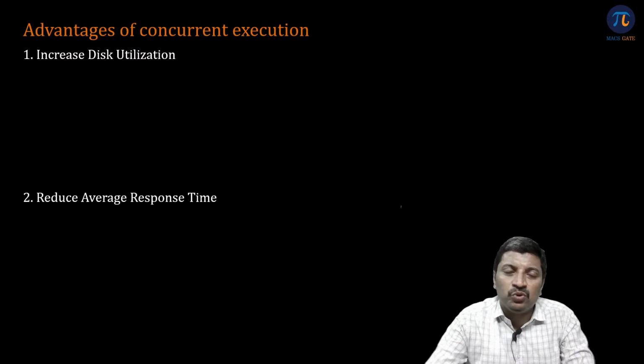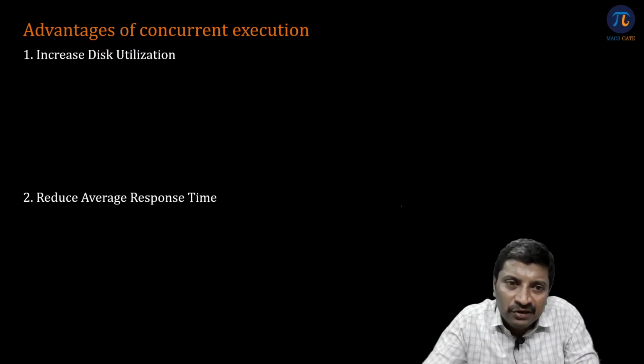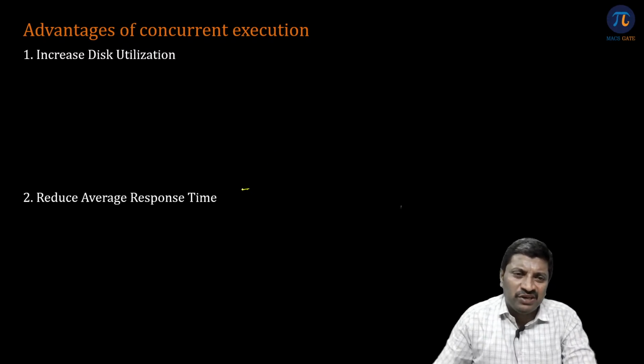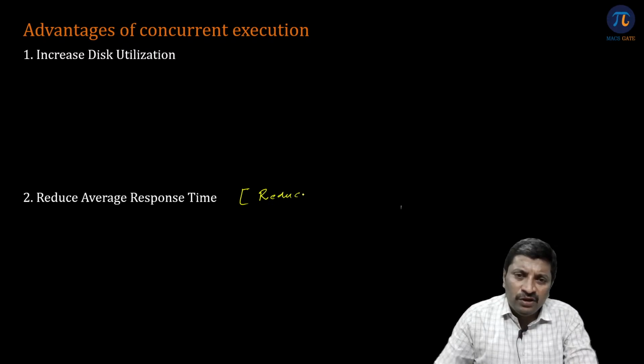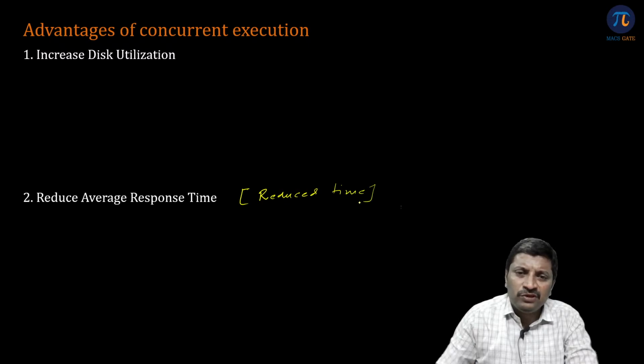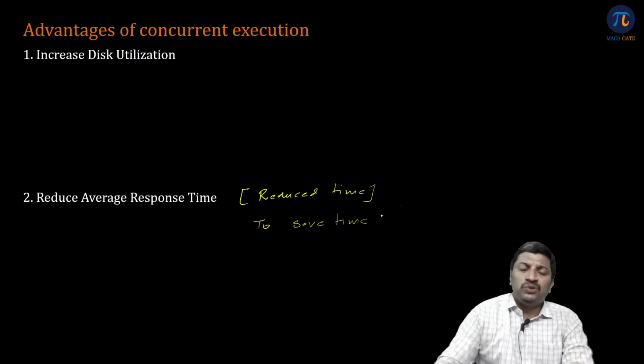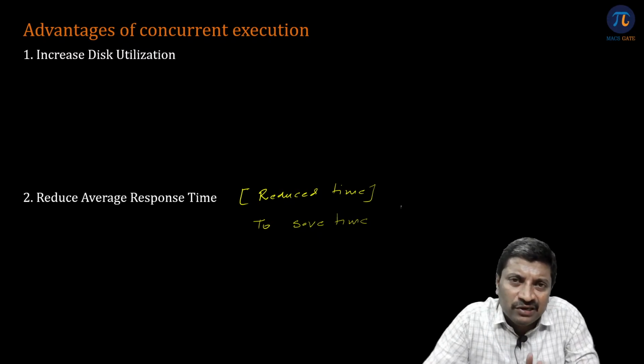Why will people do 2 or 3 works at the same time? They want to save the time. So simply, instead of saying all these things, reduce the time to complete all the works, or simply you can say to save the time. So these are the 2 advantages of concurrent execution.